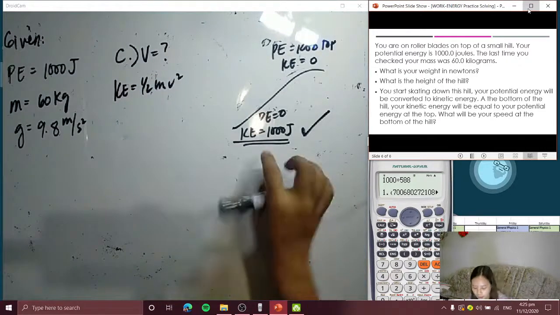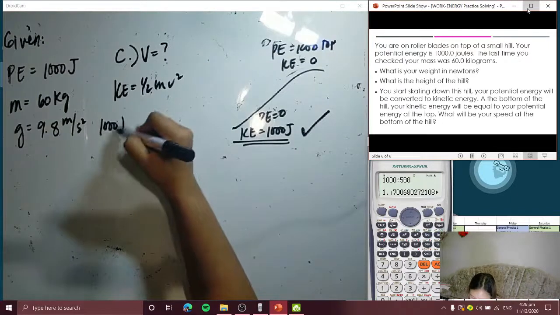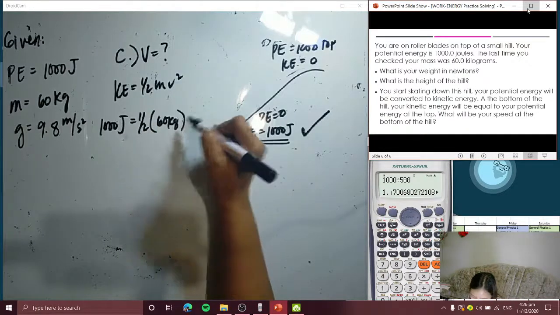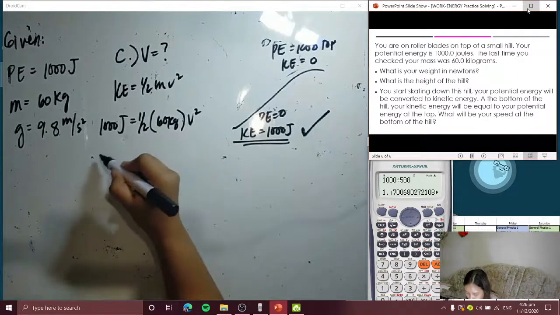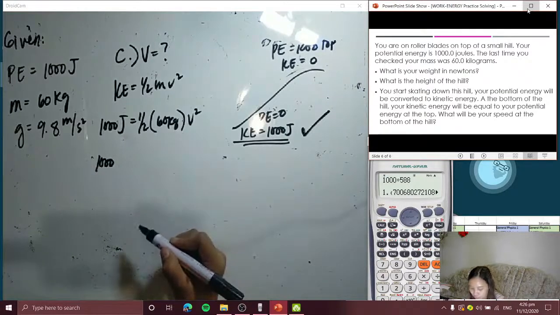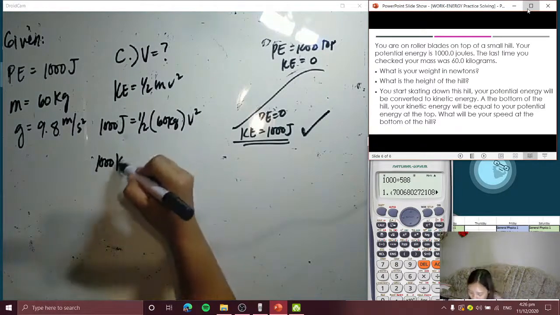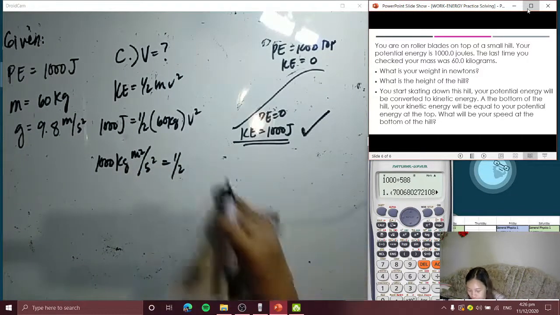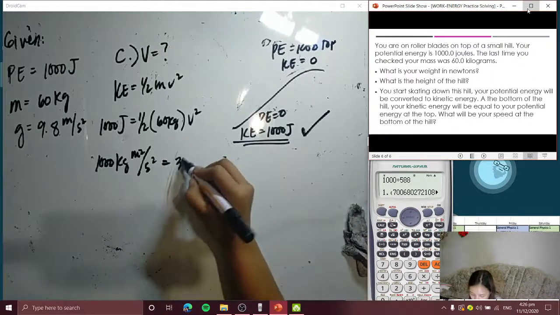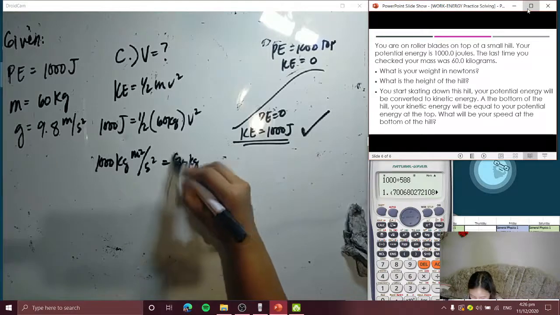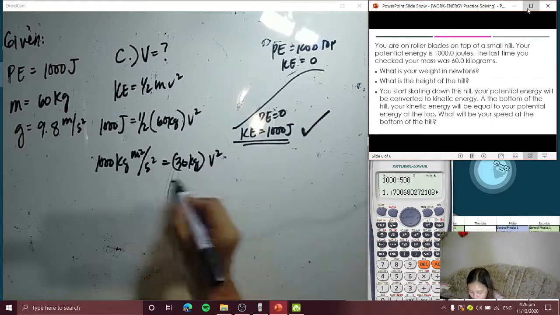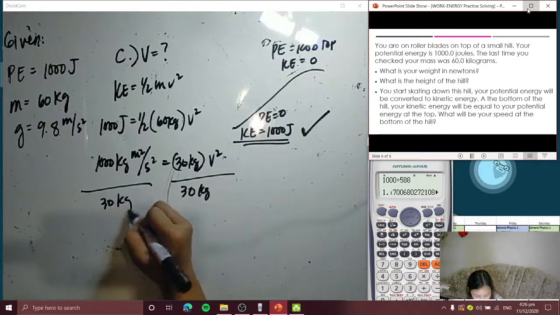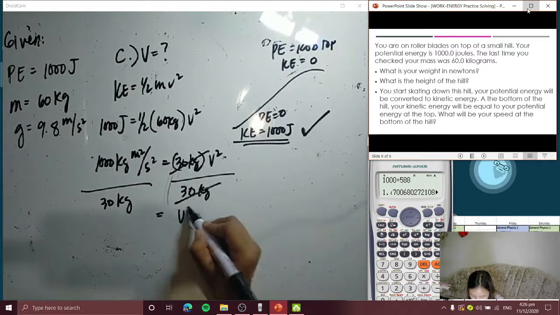Okay, so since we have here the KE, just substitute. 1,000 joules is equal to 1/2 times your mass, that's 60 kilograms, times V squared. Okay, so 1,000 joules. Take note, it is in kilogram, so we convert the joules, which also has kilogram. That's kilogram meter squared per second squared equal to 1/2 times 60 divided by 2. That's 30 kilograms. Times V squared. Divide both sides by 30 kilograms. 30 kilograms. Cancel.